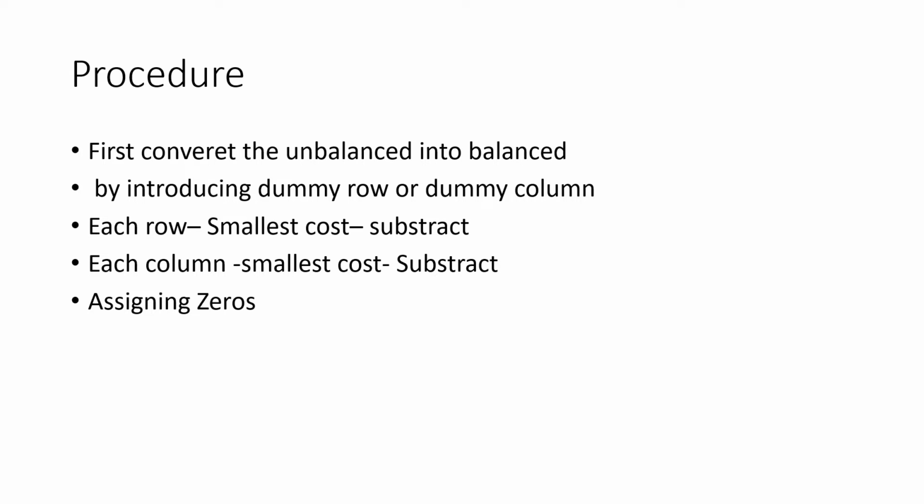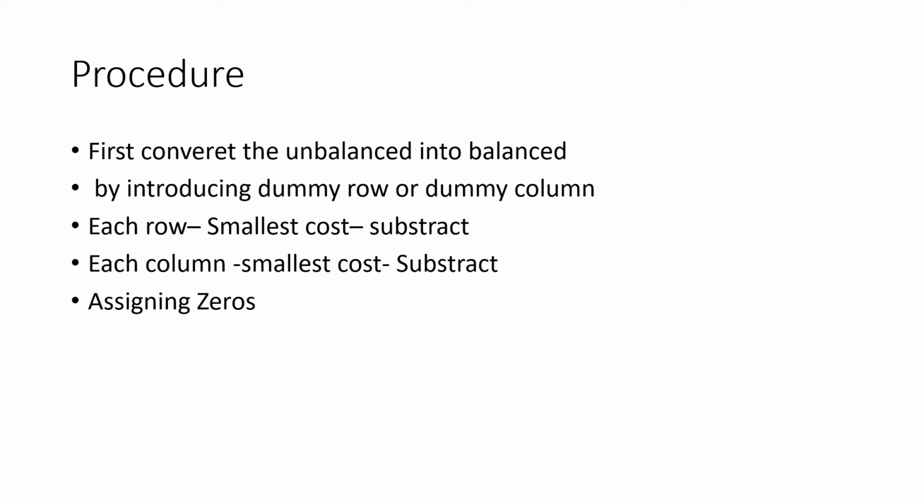Then step number 2 is to subtract each column's smallest cost. That is, we find the smallest cost in each column, and after that we subtract it from the other elements in that column. Yes, this is step number 2. Then step number 3 is assigning zeros.